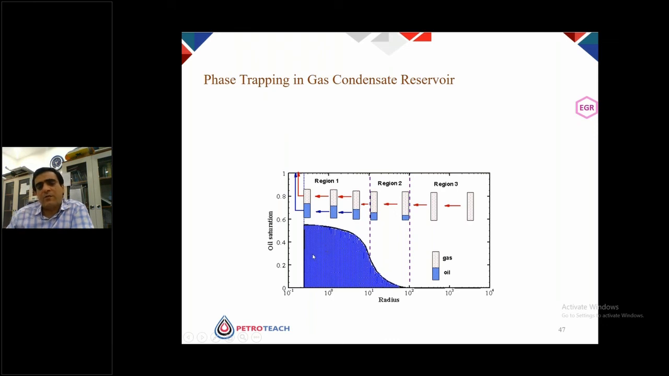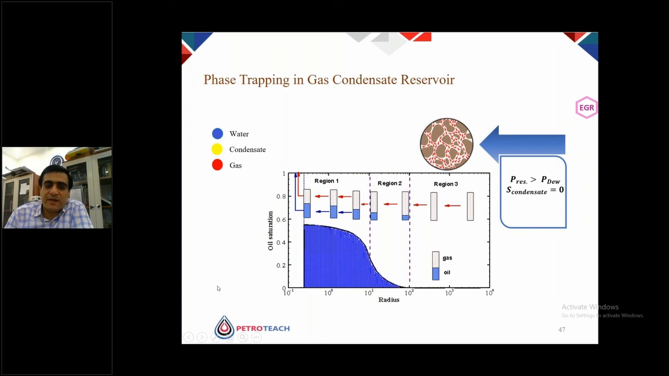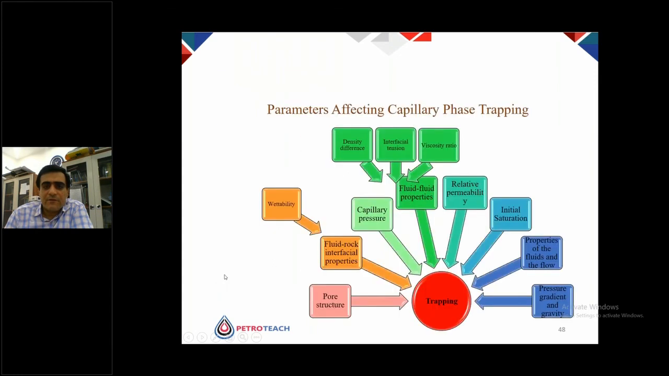We can analyze the condensate drop out here by analyzing the production data and checking the CGR data with time. And this is another aspect of the unfavorable trapping in gas reservoirs. And in this slide, I can show you the parameters affecting the capillary phase trapping. You can see here the porous structure, the rock and fluid interfacial properties, the permeability, capillary pressure, and fluid properties, relative permeability, initial saturation, and pressure gradient, pressure decline in the reservoir are important parameters affecting the trapping in the porous media.